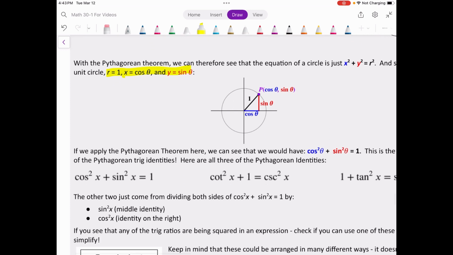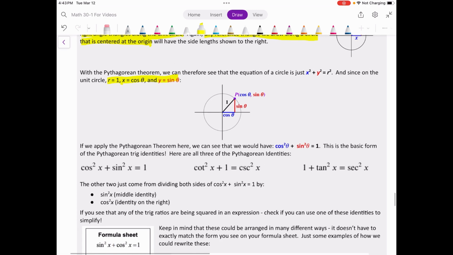So if we apply the Pythagorean theorem here, we can see that we would have cos squared of theta plus sine squared of theta equals 1. This is the Pythagorean trigonometric identity. It's just that the cos squared of an angle plus the sine squared of an angle will always equal 1. And that's it. That's where it comes from. It's just the Pythagorean theorem applied to a triangle along the unit circle.